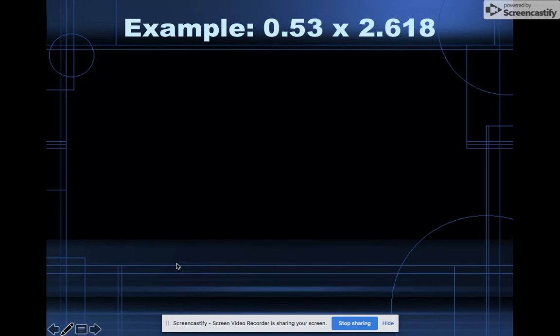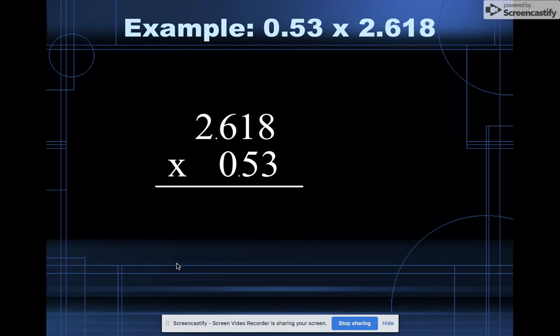Let's do one more problem. So here's another problem. We have 0.53 times 2.618. 2.618 has more digits, so it's going to go on top. And then underneath, I'm going to put that 0.53. Again, I'm going to treat this as a regular multiplication problem. I'm not even going to pay attention to those decimals at the moment.